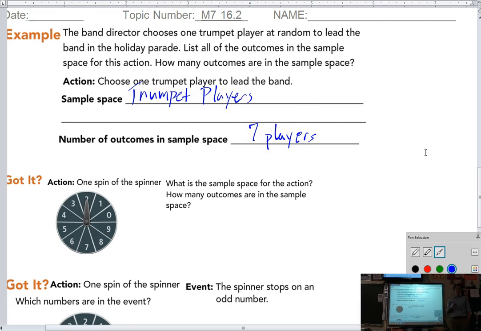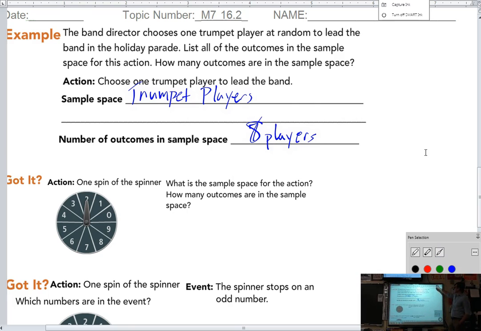So, the probability for any one of them, so like if we said the probability of it being Julian, it'd be 1 out of 7, or 1 out of 8, however many total there are. You are 1 out of the total possible outcomes.